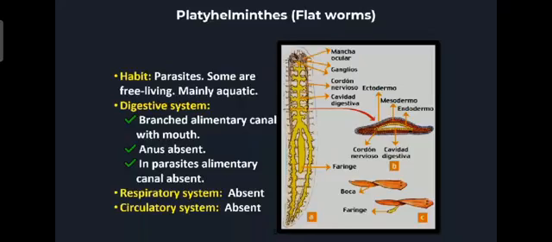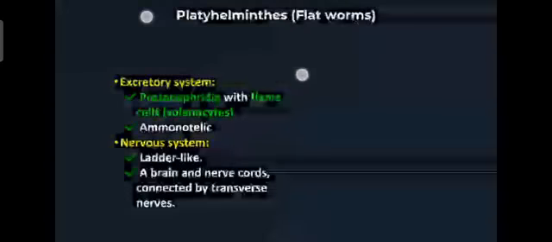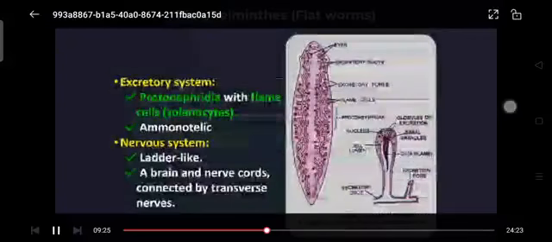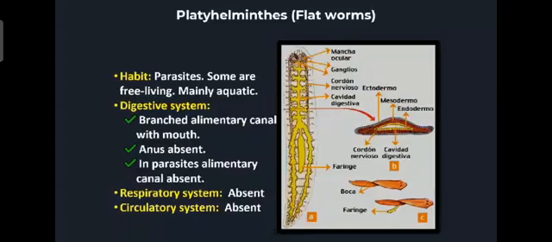Now the digestive system. Here in this diagram you can see the digestive system is present. It is a branched alimentary canal. Alimentary canal means digestive system. Branched alimentary canal with mouth is there. Only the mouth is present but the anus is absent. So only one opening is there, that is the mouth. So it is called an incomplete type of digestive system. Anus is absent.